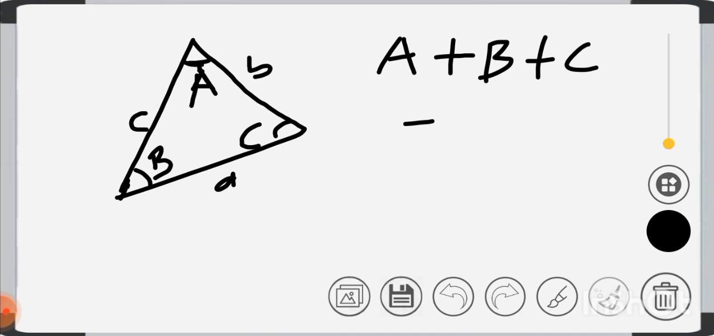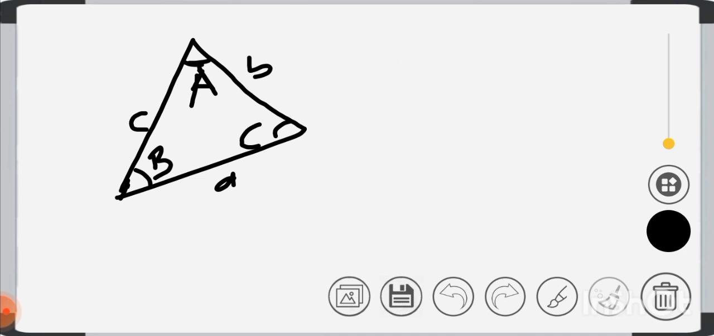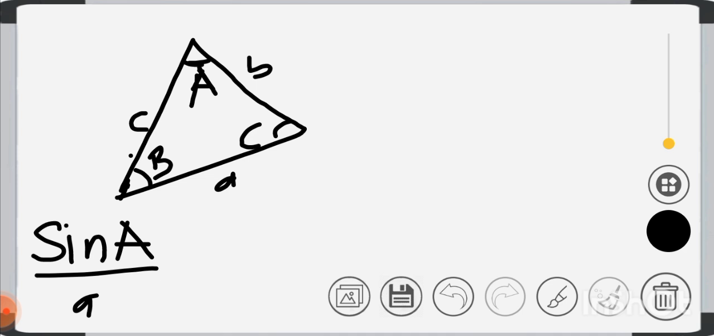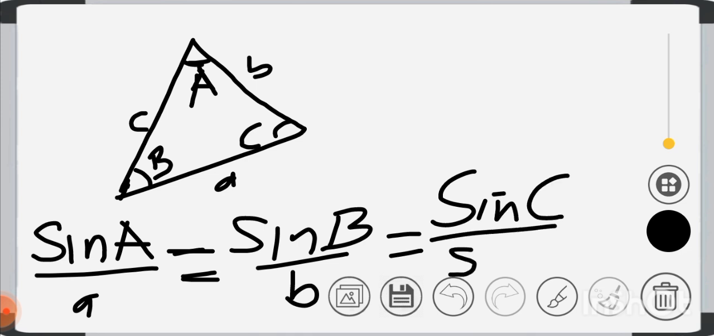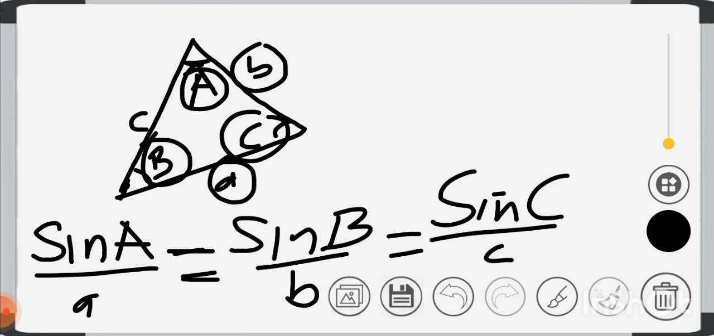You can also use sine rule. What is sine rule? Sine rule tells us that sine of any of these angles inside, let me just pick A, divided by the side facing that A, which is small a, is proportional to all other sides in this triangle. So it's always directly proportional. This will be equal to the same thing for B, sine B over the side facing B, which is small b, equal to sine C all over the side facing C, which is small c. So sine A over a equals sine B over b equals sine C over c. That is sine rule for you. You can also use that to do it.